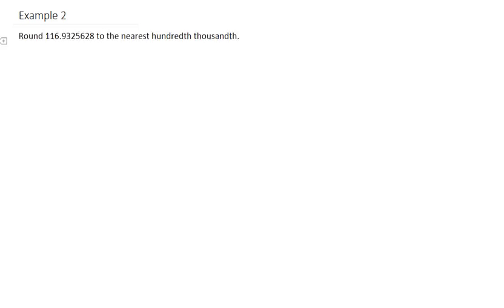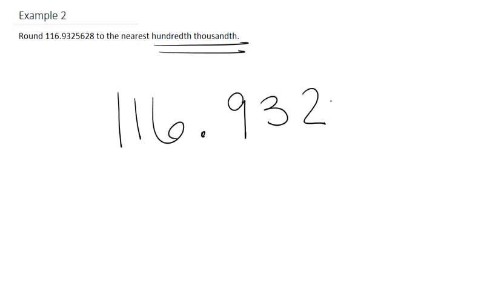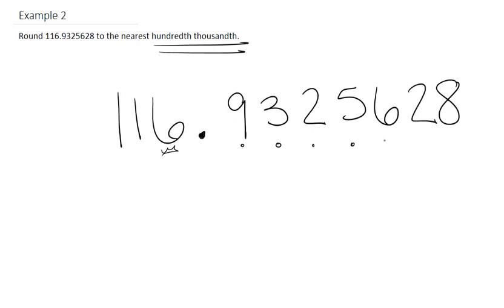Example 2. Round 116.9325628 to the nearest hundred-thousandth. So let's go ahead and rewrite this number. So to the left of the decimal is our 1 spot. So this is our ones. Then we go from the decimal to the right, we go to our tenths, our hundredths, our thousandths, ten-thousandths, and then we get to our hundred-thousandths. So the 6, we're going to underline that one. Then we're going to look at the 2.